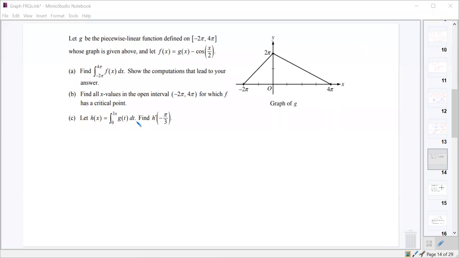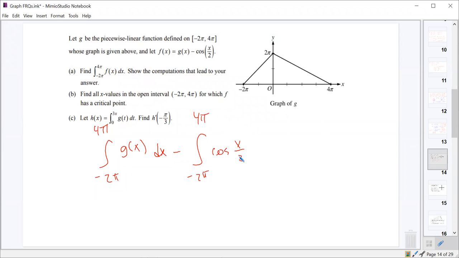That's great. All right, we're going to integrate from negative 2 pi to 4 pi for f of x. And so f of x is g of x minus cosine of x over 2. So to integrate from negative 2 pi to 4 pi of g of x dx minus, let's separate this into two different integrals, the cosine of x over 2. So for g of x, we'll just integrate this.